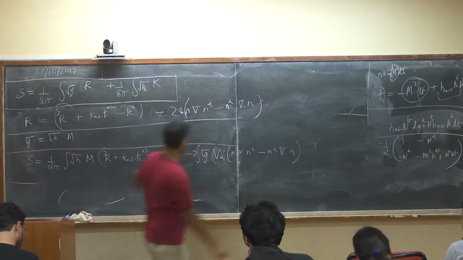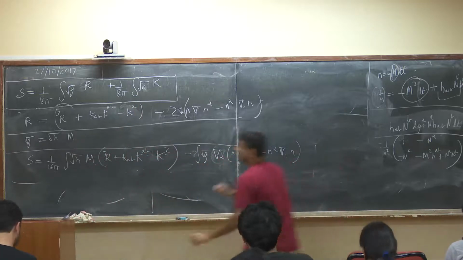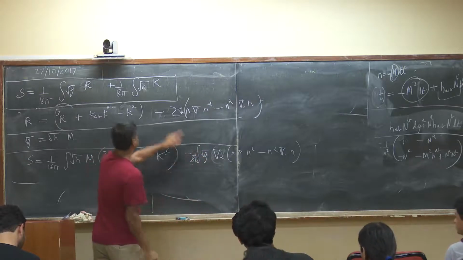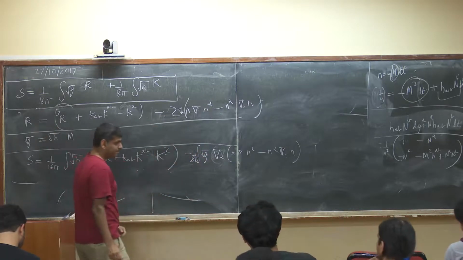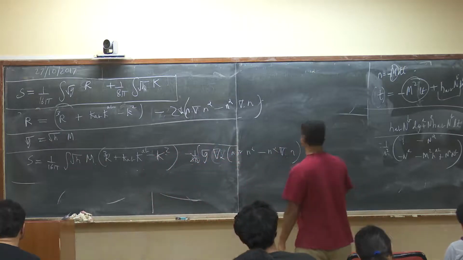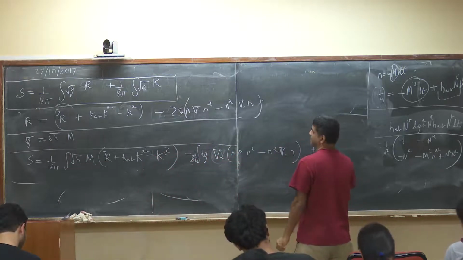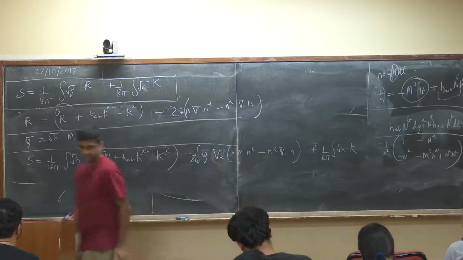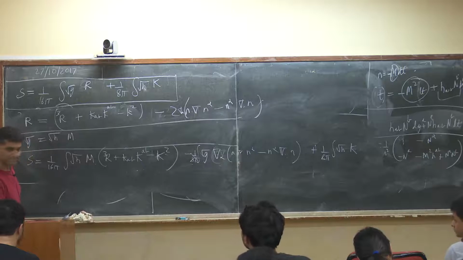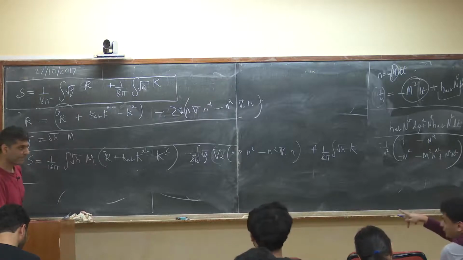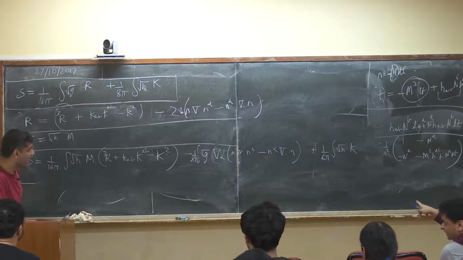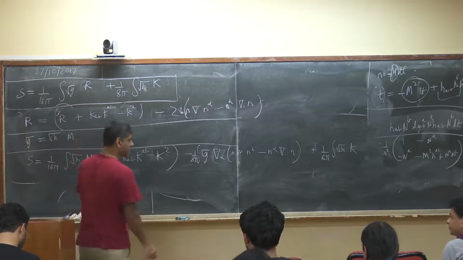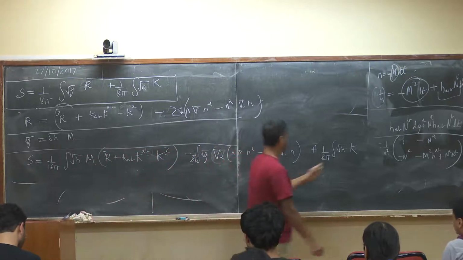Okay, we also had, of course, the part of the action which was here. So this became minus 1 by 8 pi, because there was a 2 and it was 1 by 16 pi. And then there was the part of the action that was here, that was plus 1 by 8 pi integral square root h K. The first two integrals are over 4 volumes, and the last one is over 3 volumes.